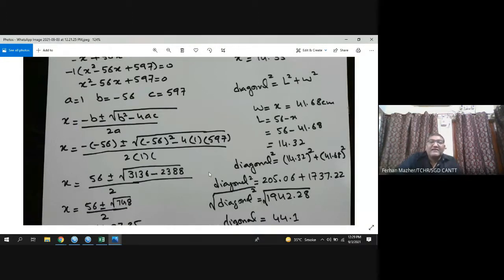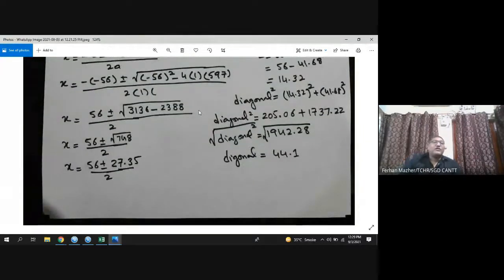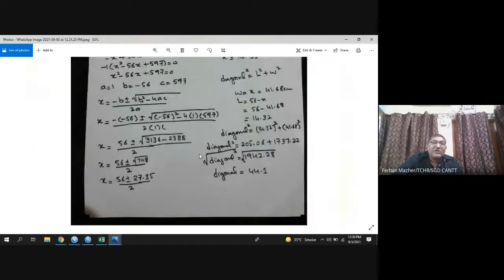Now I will apply the Pythagoras theorem for the diagonal. Diagonal square is equal to length square plus width square. Just put the values: 14.32 whole square plus 41.68 whole square. So you get 205.06 plus 1737.22. Add them, you will get 1942.28. So this is diagonal square. I will take the square root on both sides, so the length of the diagonal will be 44.11. So this was the question.